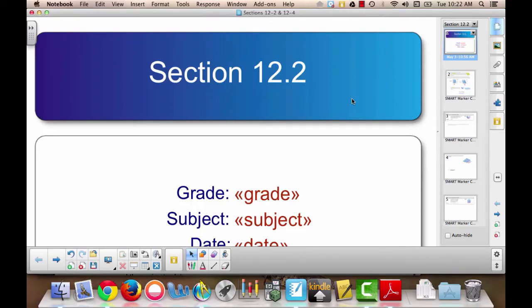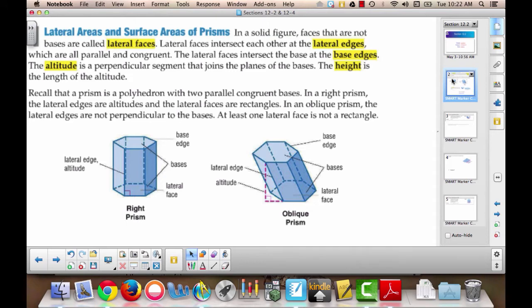Today we're going to do sections 12.2 and 12.4. We're going to be looking at prisms and cylinders, and specifically how to find the lateral area, surface area, and volume of those figures. So first we're going to start with what is a prism, and then what do we mean by lateral area and surface area.